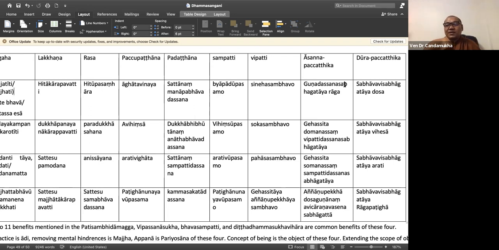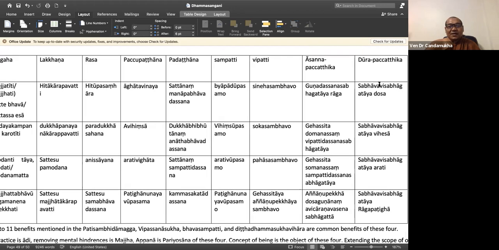So dosa is a distant enemy. That is sabhava visabhagataya. Sabhava means nature. Visabhaga means different, opposite nature. Because dosa and metta are diametrically opposite in nature, dosa is our distant enemy in the practice of metta bhavana.